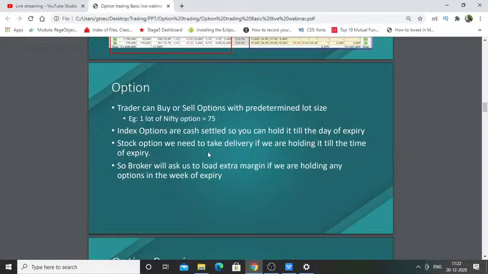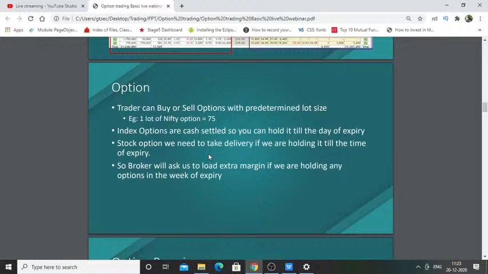Index options are always cash settled, so you can hold them till the day of expiry. But with stock options we need to take delivery if we are holding till the time of expiry. So what will the broker do? The broker will ask us to load some extra margin. If you are not providing extra margin, then we have to pay some penalty to the exchange because of not having proper margin available for our holding positions. The maximum time we can hold a stock option in the current expiry is till the Monday of the expiry week. Beyond that, the margin requirement will start to increase.